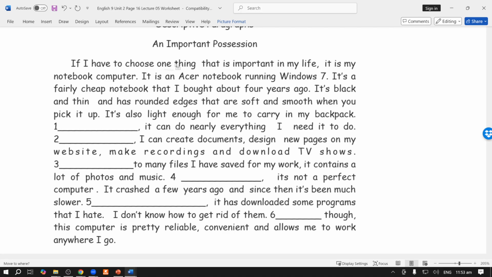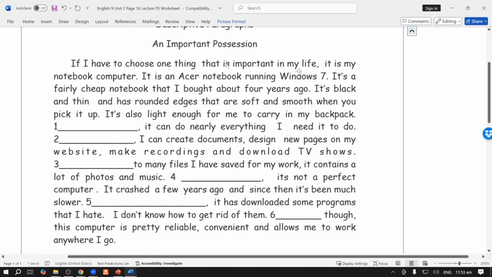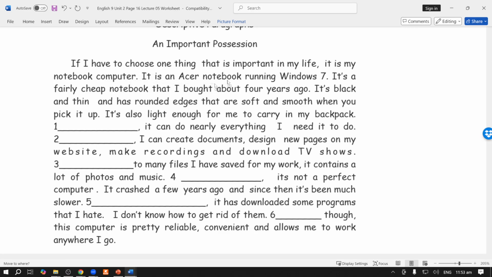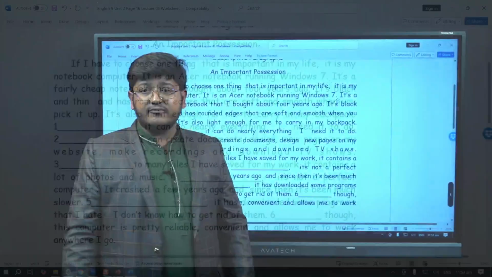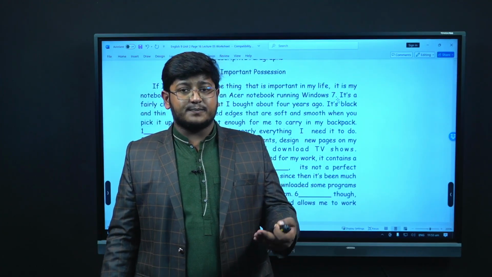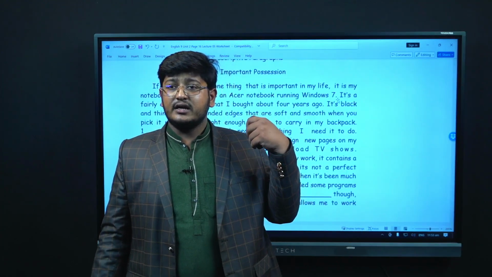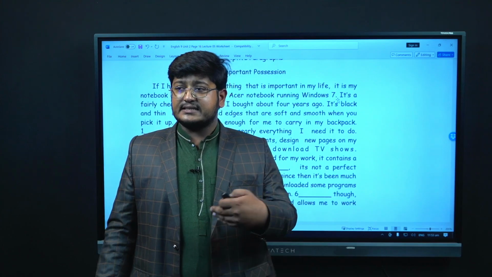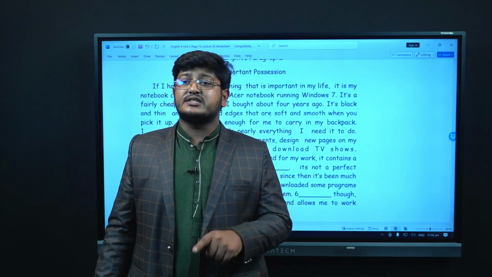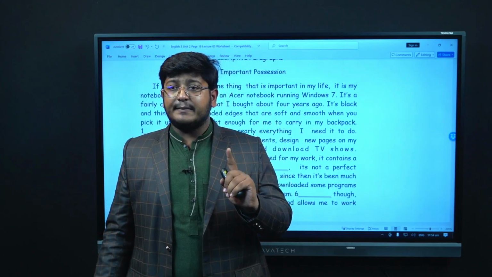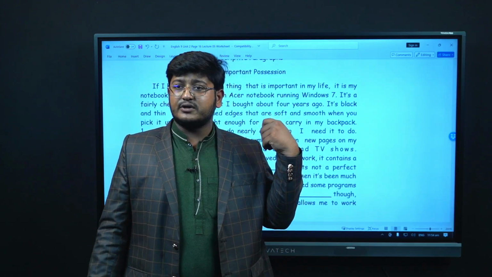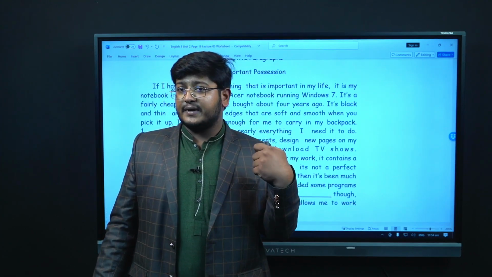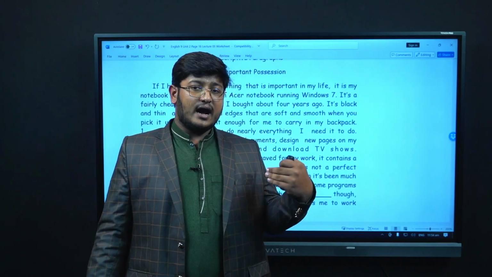If I have to choose one thing that is important in my life, it is my notebook computer. It is an Acer notebook running Windows 7. So students, I have to tell you that descriptive essays or descriptive pieces of writing are supposed to describe some objects. So here, is it a descriptive essay? Is it a descriptive passage? Yes, it is a descriptive passage, because the passage is describing some sort of notebook, some sort of laptop actually, which is written as notebook in this passage. So that's why it's a descriptive passage, and we will look at how things go on.